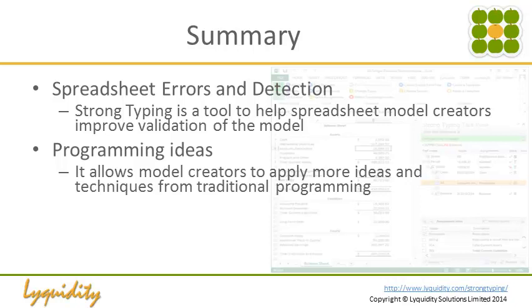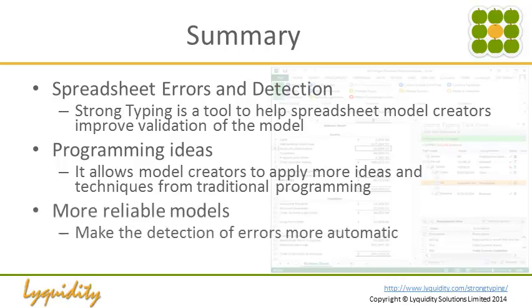StrongTyping allows you to apply ideas from programming such as types, scopes and assertions, so that you are able to describe the purpose of the model more completely. Using this additional metadata, StrongTyping is able to identify those times when the formulas, and the cell references they contain, do not meet the additional specifications which are provided by the metadata.